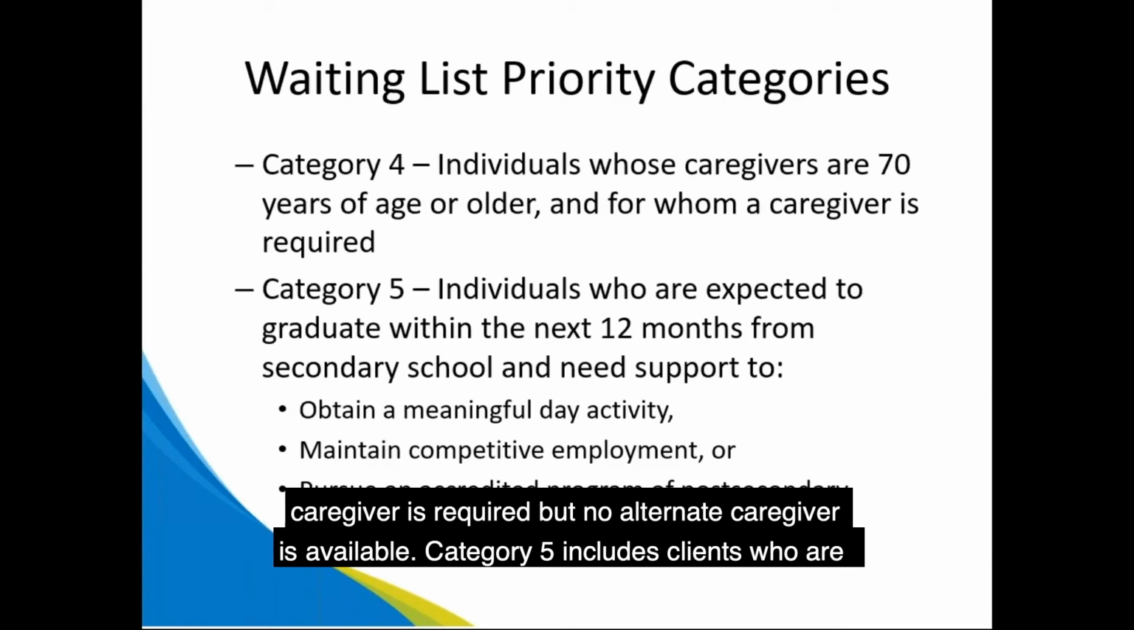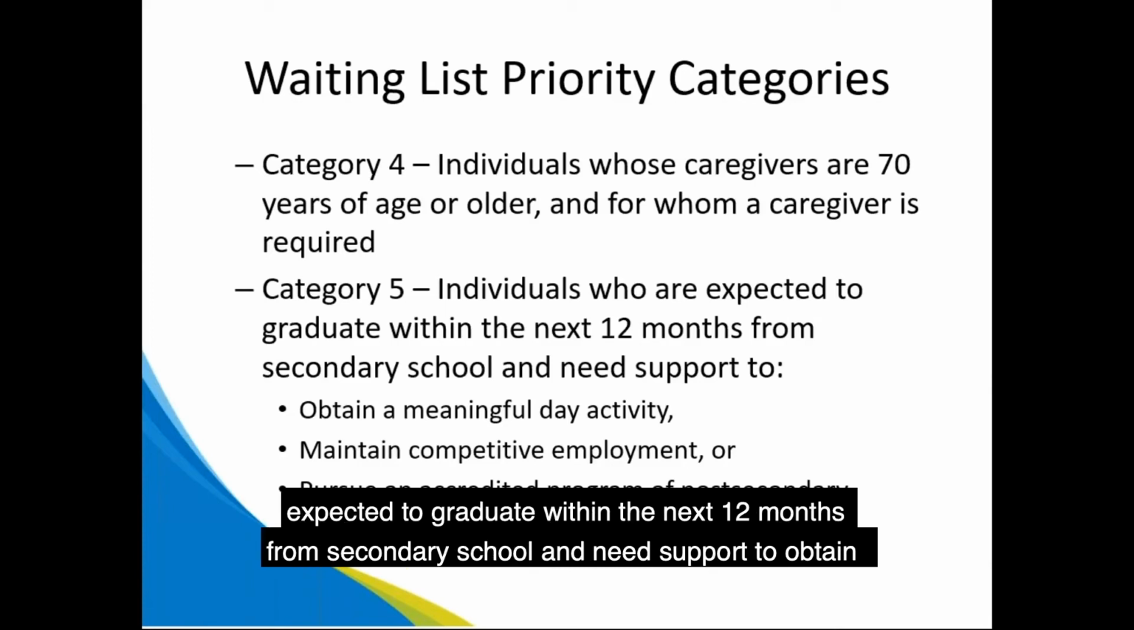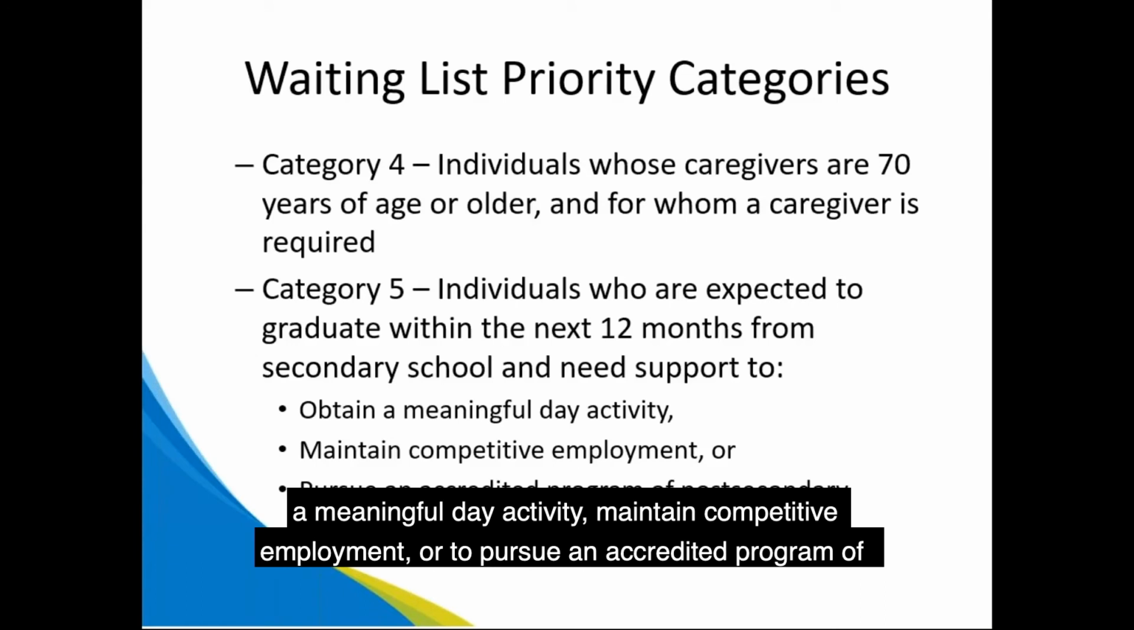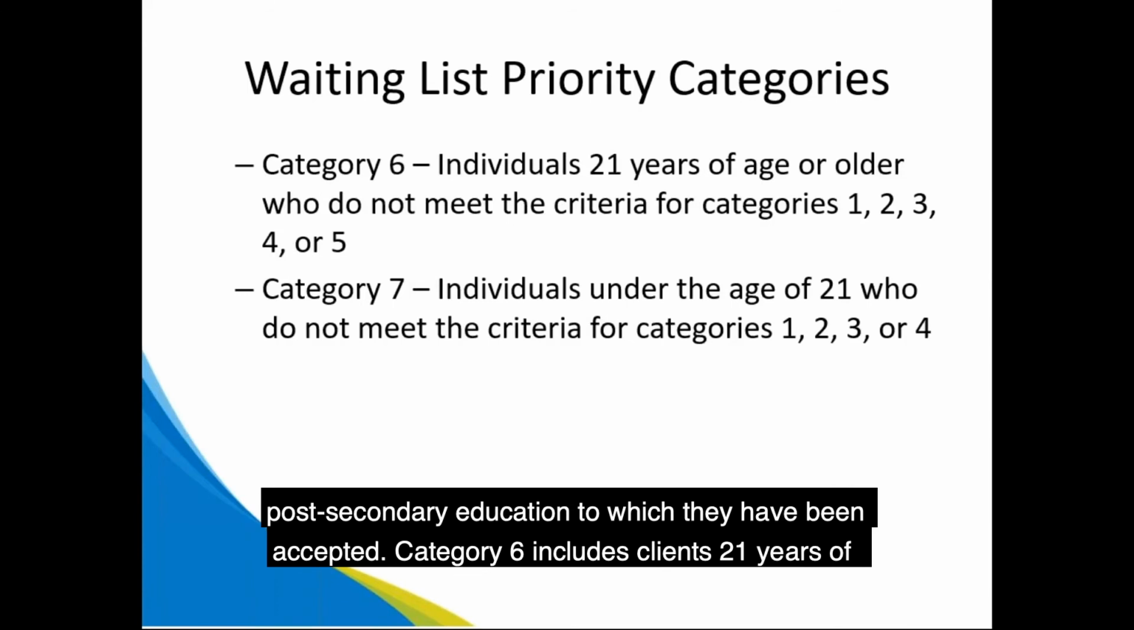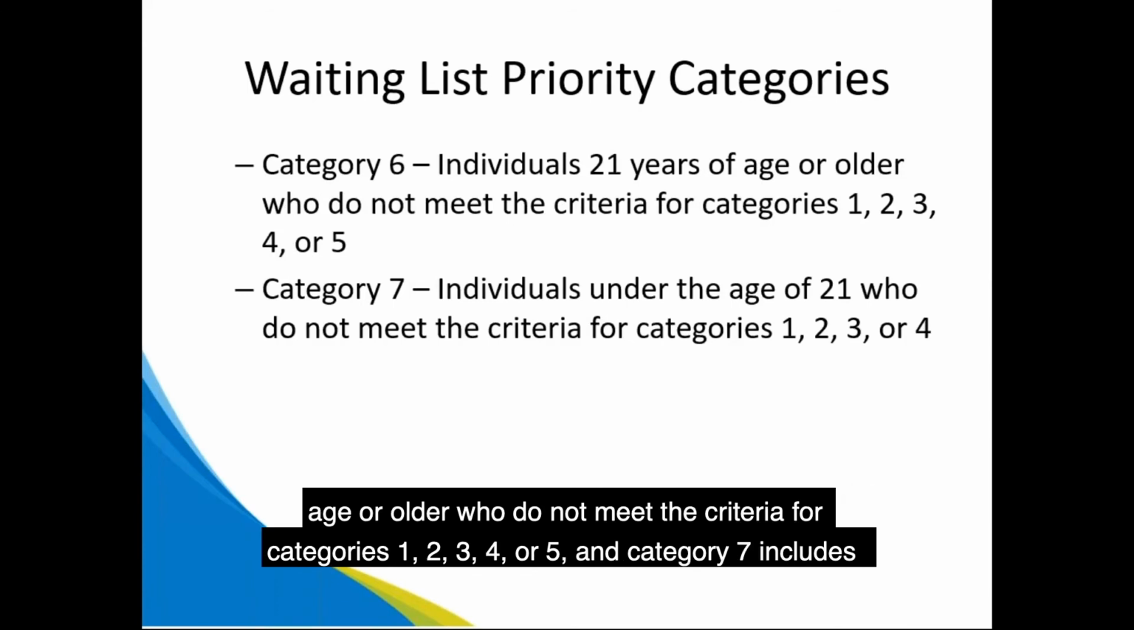Category 5 includes clients who are expected to graduate within the next 12 months from secondary school and need support to obtain a meaningful day activity, maintain competitive employment, or to pursue an accredited program of post-secondary education to which they have been accepted. Category 6 includes clients 21 years of age or older who do not meet the criteria for categories 1, 2, 3, 4, or 5.